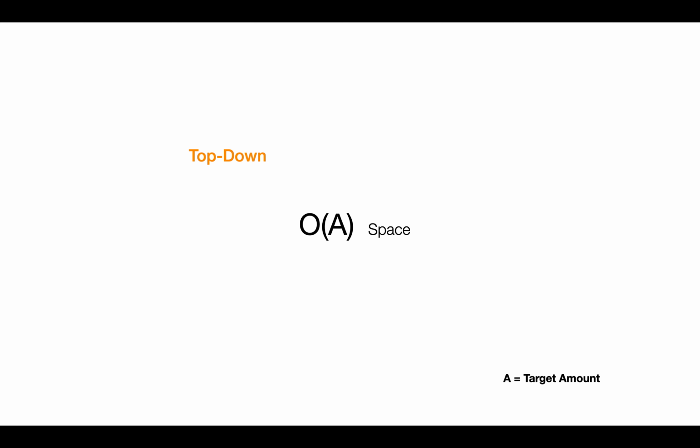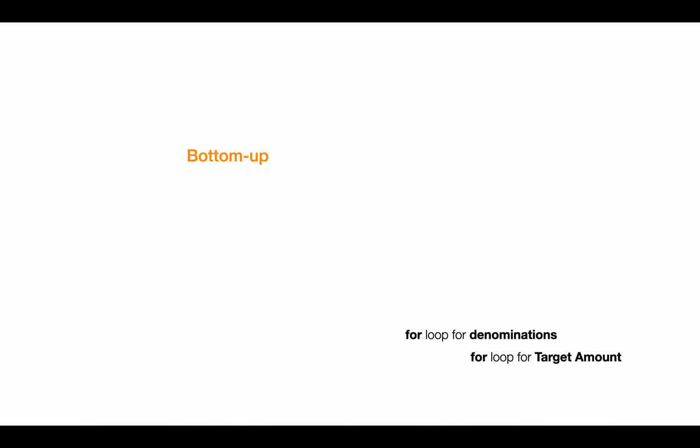Now comes the bottom-up approach. In bottom-up, we took two nested for loops. The first loop is iterating from 1 to m, that is for the denominations, and the second is iterating from 1 to a, which is for the target amount. So the time complexity is order of m·a, where m is the number of coins and a is the target amount.